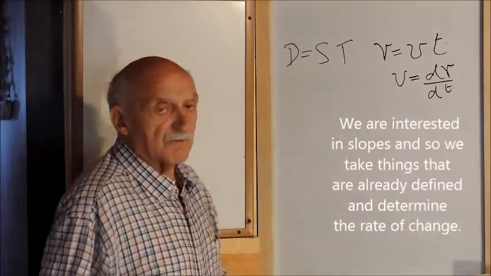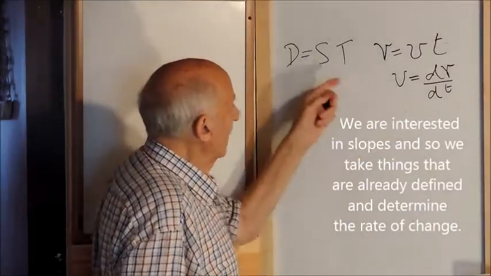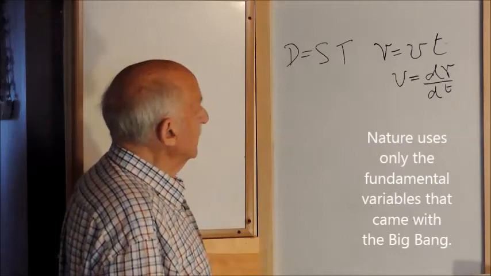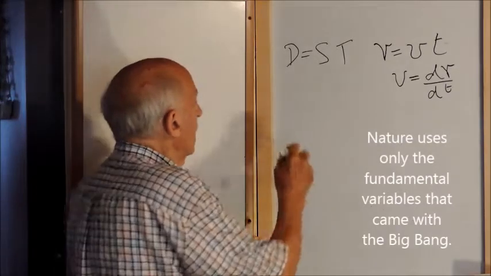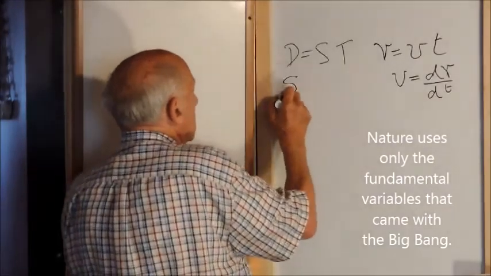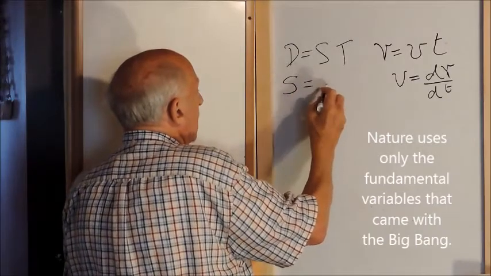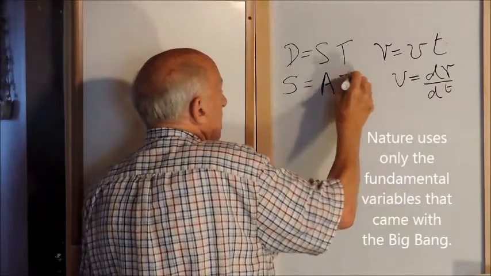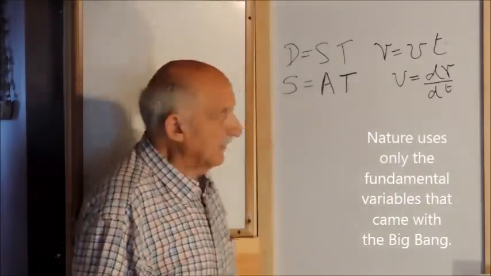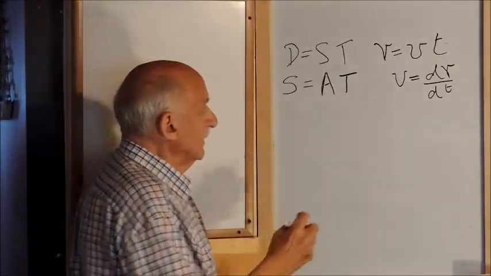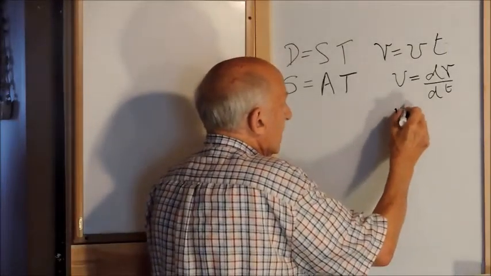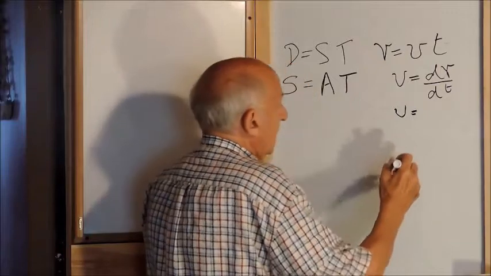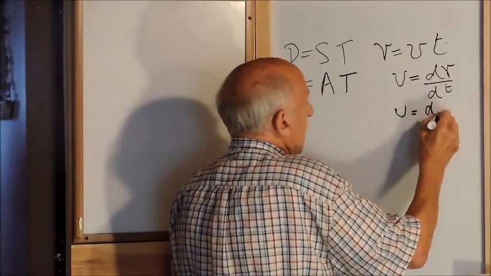So where did speed come from? Since speed is created by distance and time, but what causes speed? Well, speed is equal to the acceleration times the time. The mathematician would write that down, that the velocity is equal to the rate of change of distance.